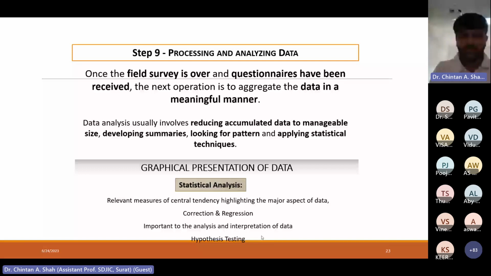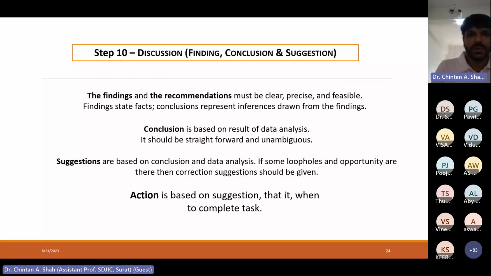Then another very important point is discussion. You can discuss the result in a clear, precise, and feasible manner. Whatever facts you have received, you can put in a theoretical manner so that people can understand what exactly it is. Whatever figure you have published, try to communicate it: this many people are aware about so and so result, and the rest are not aware.